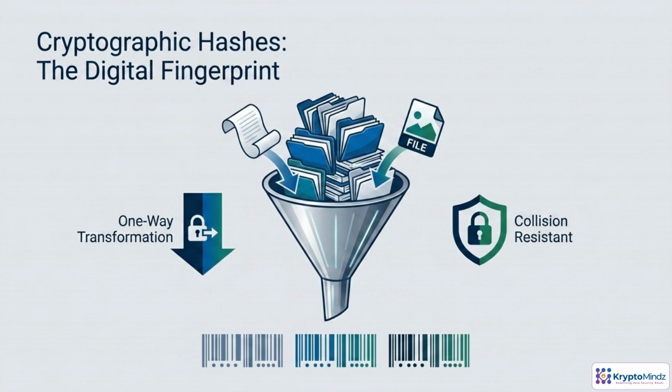A cryptographic hash is like a digital fingerprint for any piece of data. You feed in a file, a message, or a password, and you get a short, fixed-length output. It's a one-way transformation. From the fingerprint, you can't recover the original data. Good hash functions are collision-resistant, meaning it's extremely hard to find two different inputs with the same fingerprint.